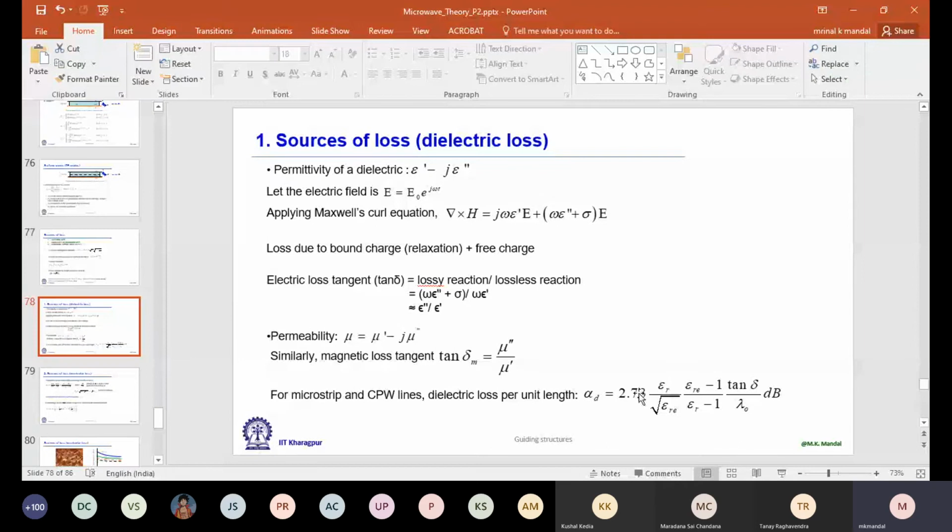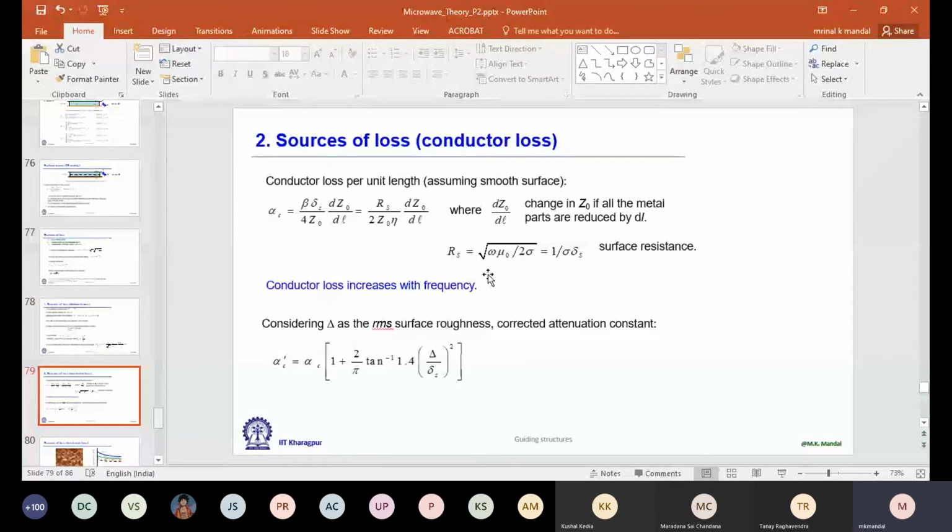So here are some closed form expressions for CPW. Anyway, next is the conductor loss, alpha C. Conductor loss is because of the Js, the surface current. So it is related to the surface resistance, and it's given by beta delta S by 4 Z naught. Z naught is the characteristic impedance of the line. Delta is the skin depth. As skin depth decreases, alpha C increases.